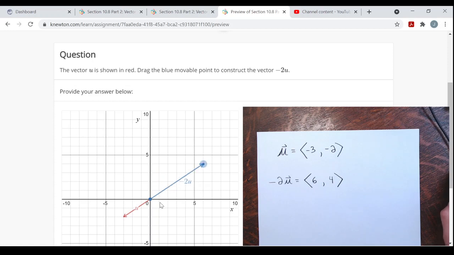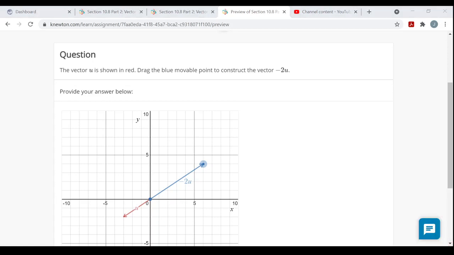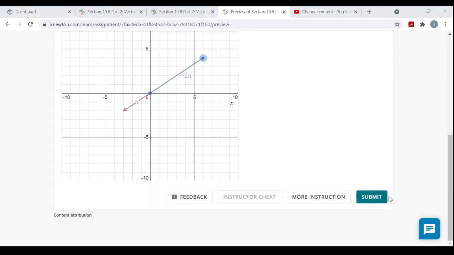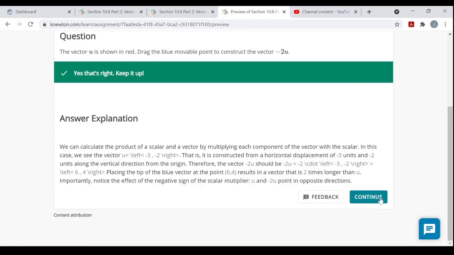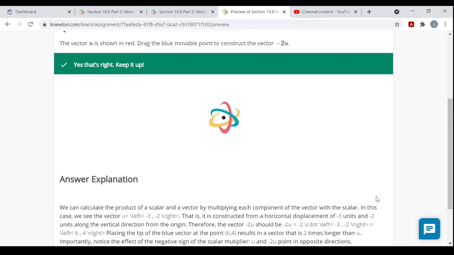And there we go. And do you see how this blue vector is twice the length of the red vector? And it's also pointing in the opposite direction of the red vector. And again, that's only because I multiplied by a negative scalar. And that's it. That's all we're asked to do. Submit. It is correct. Hooray.